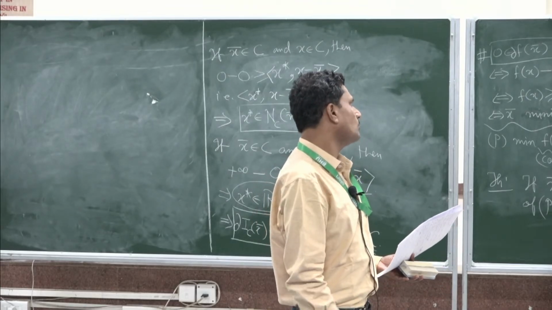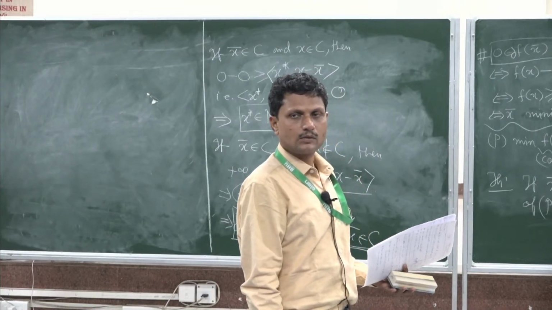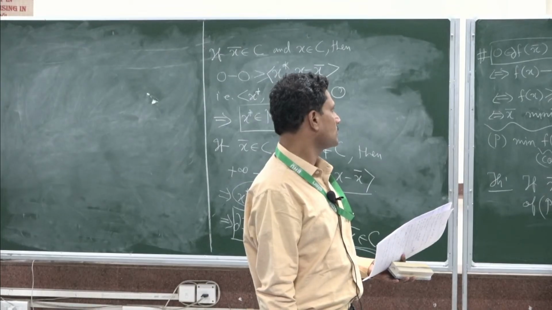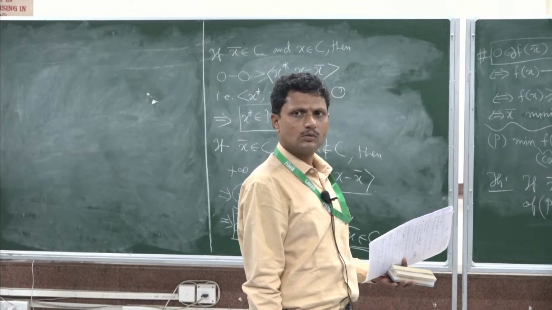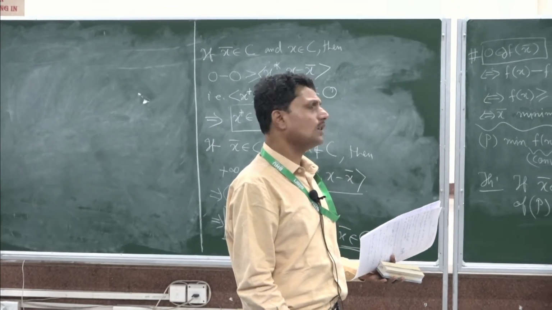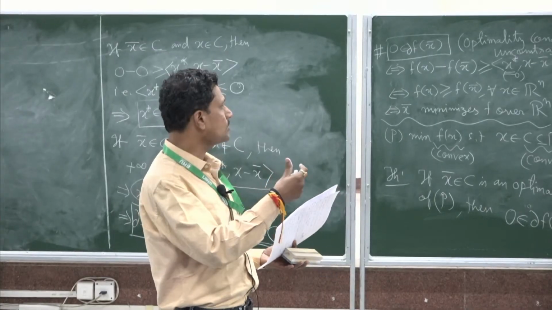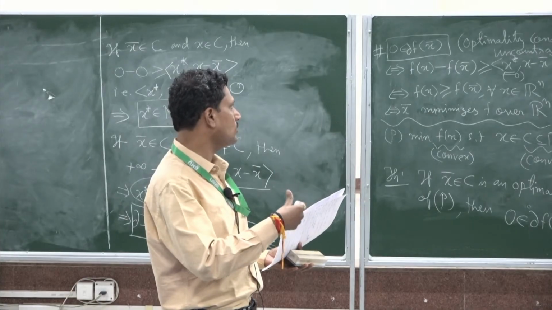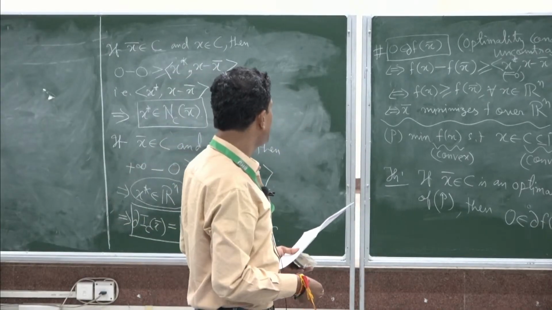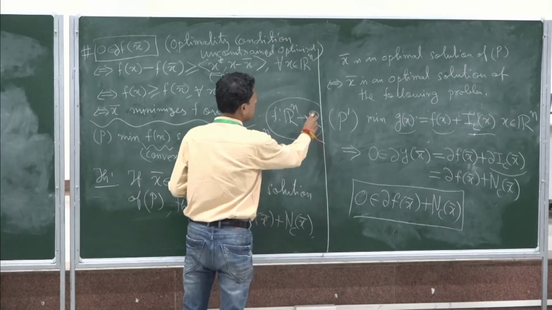No, outside C, we don't know about f of x, because we are dealing with another function g of x, which is defined like this. You are asking what will be the value of f of x outside C. F is defined over Rn, right? We are not defining f over C only, it is defined over Rn.